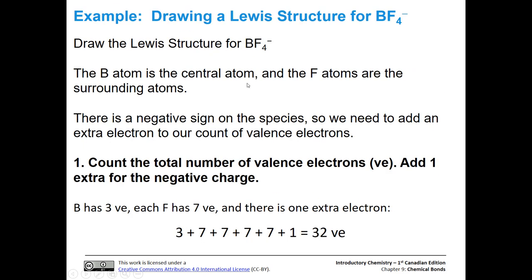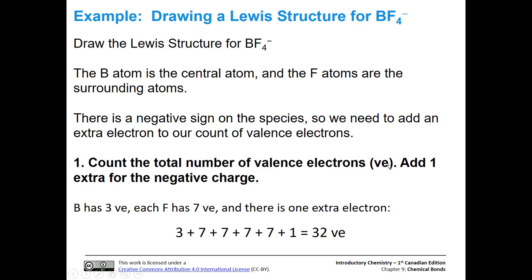Okay, so what we're going to do is draw the Lewis structure for boron tetrafluoride. So the boron atom, in this case, you can see it's written first. It's the central atom. The F atoms, or the fluorine atoms, they're all going to be the surrounding atoms. And notice we have a negative charge here. And that's an assumed 1, so this is minus 1. So that means we have one extra electron that we need to add to our valence electron count.